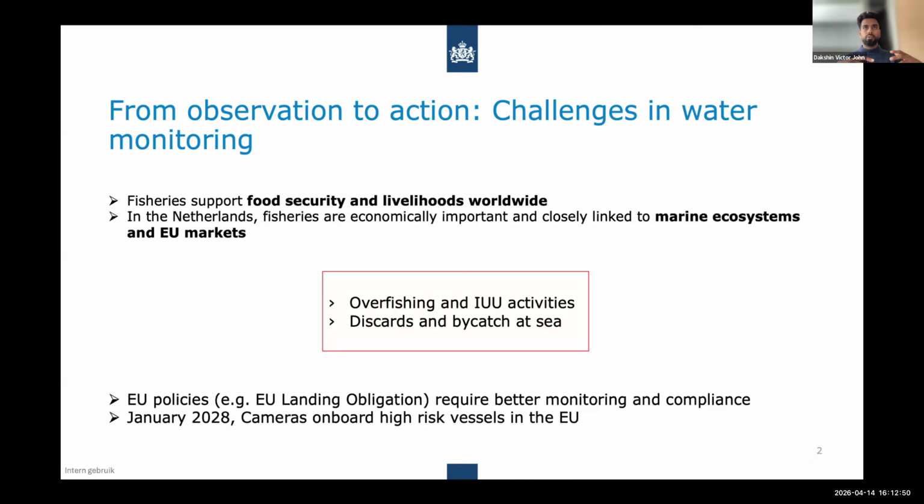And to also add to this, we have an EU policy at the moment, which is the landing obligation, which means that whatever you catch has to be reported, and that is not entirely done. Again, to add to that, we also have a new legislation which states that all EU vessels have to have cameras on board, and this should be done by Jan 2028. So time is of the essence right now. We're sort of running short.